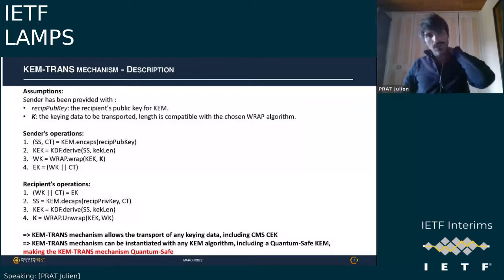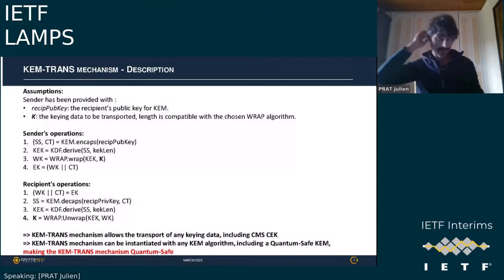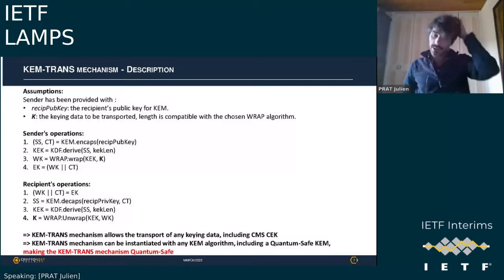So the whole mechanism is defined in this slide. It's what we named the ChemTrans mechanism, which is the combination of the three previous algorithms that we just saw. So the mechanism is here. It's really an adaptation, a generalization of the RSA-KEM algorithm.